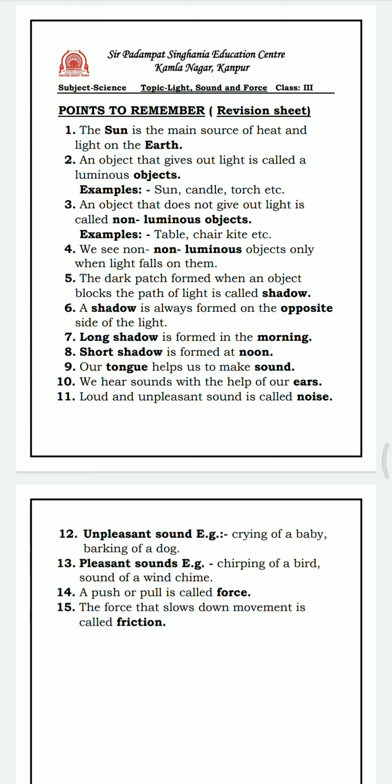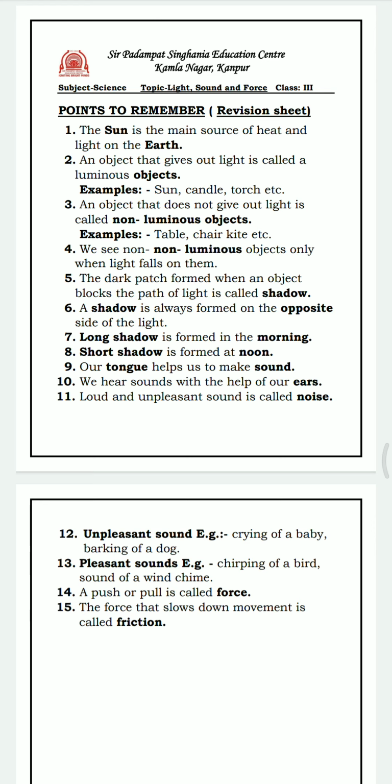Okay, so when we are talking about the pleasant sound, what are the examples of the pleasant sound? Music, chirping of a bird. Okay, these are the examples of the pleasant sound. Okay, unpleasant sound, the sound, children, which we don't like to hear. The sound which irritates us, that is an unpleasant sound. So examples of unpleasant sounds are continuous honking of vehicles, bursting of the crackers. Fine.